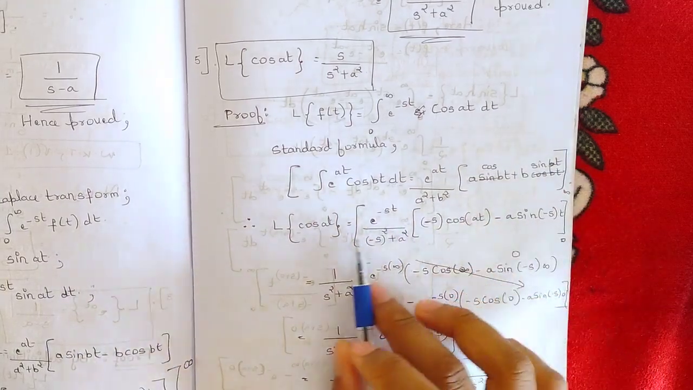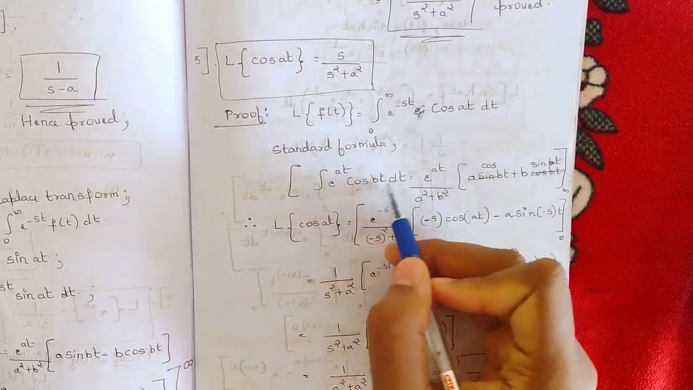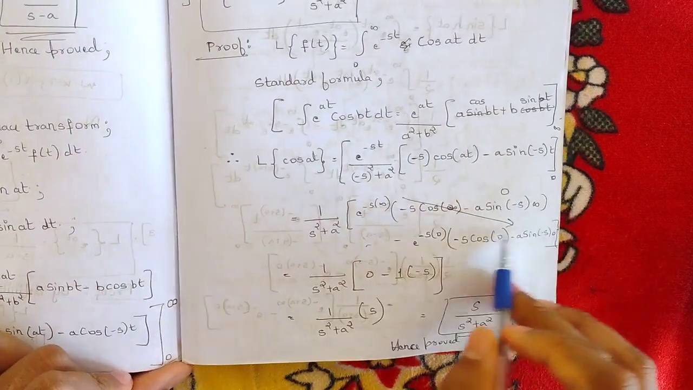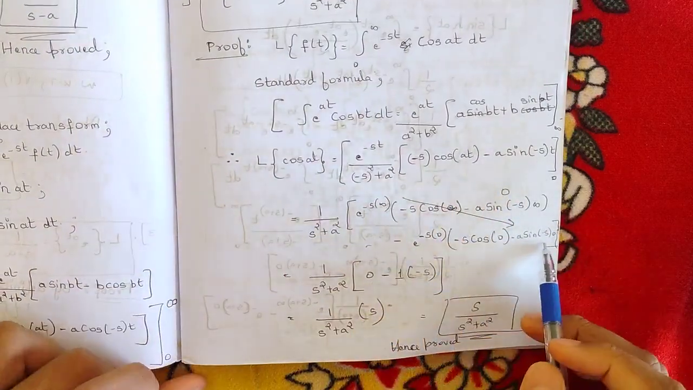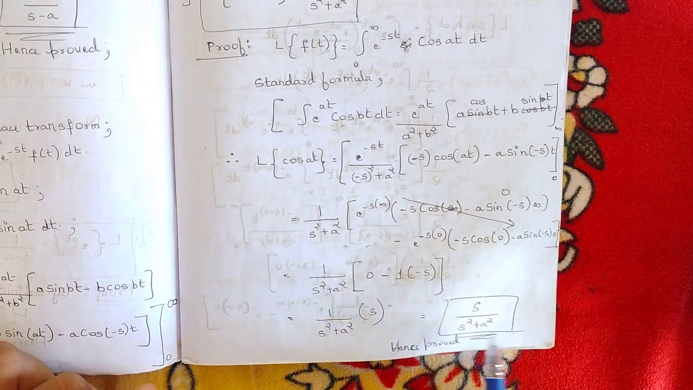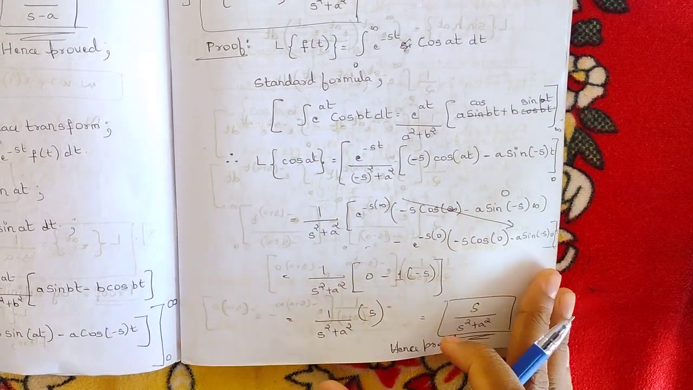Substitute that. In place of a we have minus s, and in place of b we have a. Again do the necessary substitution, solve it by applying the upper limit and lower limit, check the steps clearly. Then substitute the values, and we will finally get s divided by s square plus a square. So these were the 5 important elementary functions.